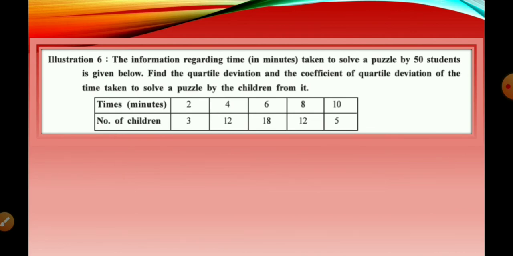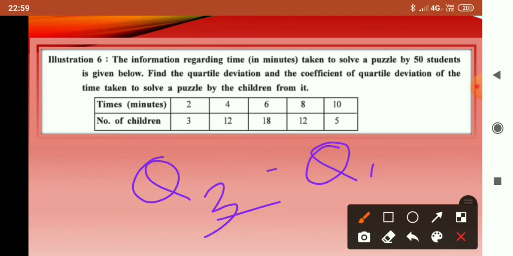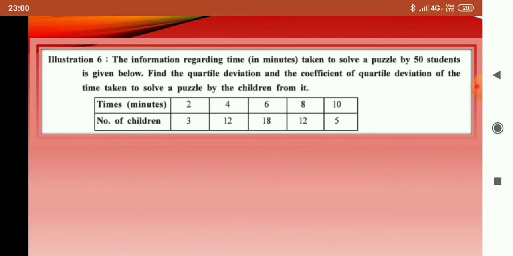Here data is given, that is discrete data. We have to find the quartile deviation and the coefficient of quartile deviation. That means we have to find the absolute measure as well as the relative measure. Here xi and fi is given. First of all, we have to find the quartile deviation QD. What was the formula of QD? QD equals Q3 minus Q1 upon 2. So we will have to find Q3 then Q1, or you can find Q1 then Q3, then we will divide it by 2.